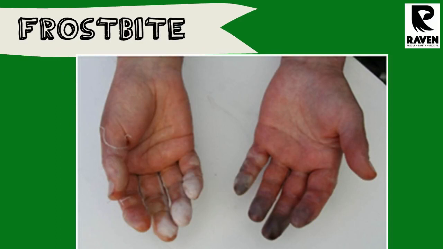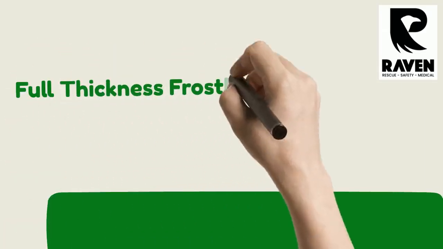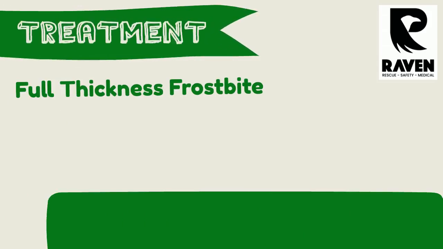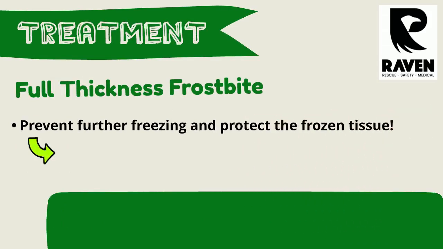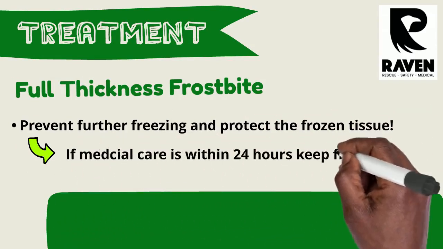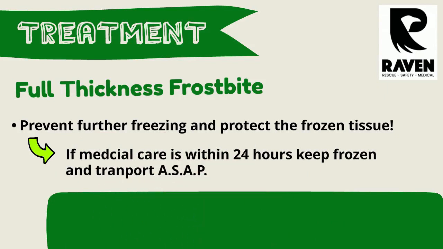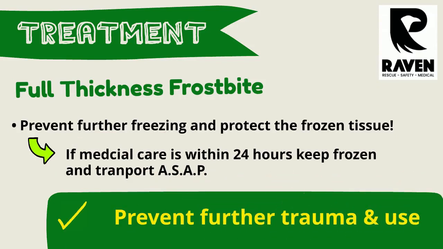Both of these hands are experiencing full level frostbite. The appearance is different. The key in your assessment is to evaluate if the limb or finger is completely frozen or hard to touch, and if there's no sensation in the frozen area. Those are the two main indications of full thickness frostbite. To treat full thickness frostbite, you want to prevent further freezing and protect the frozen tissue from movement or other damage. If medical care is within 24 hours, keep the limb frozen and transport as soon as possible to medical care. The key part of this is to prevent further use and further trauma to the frozen injured tissue.